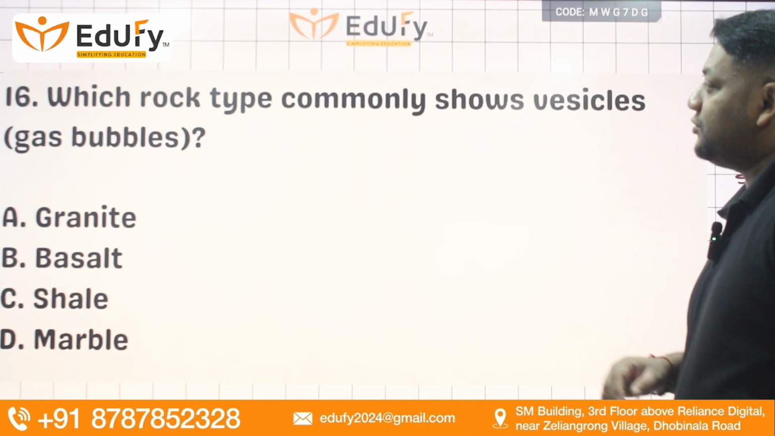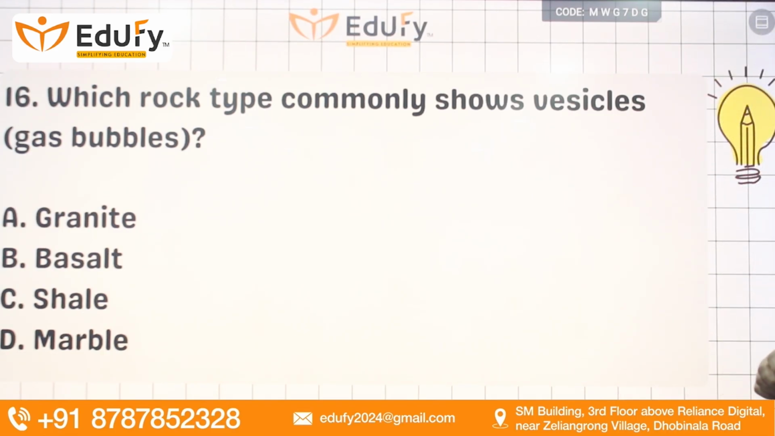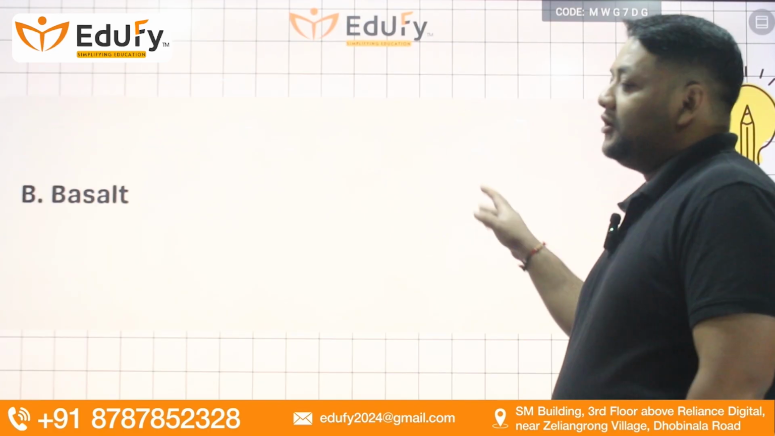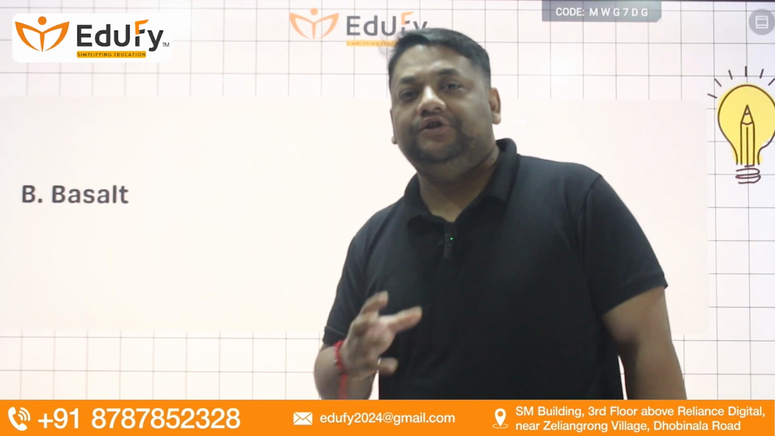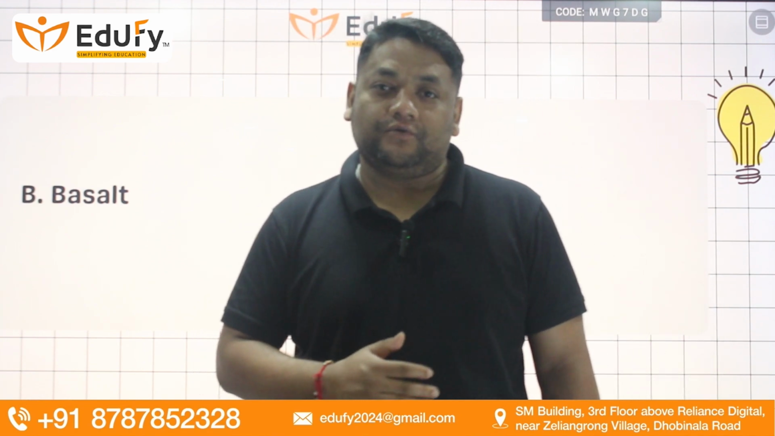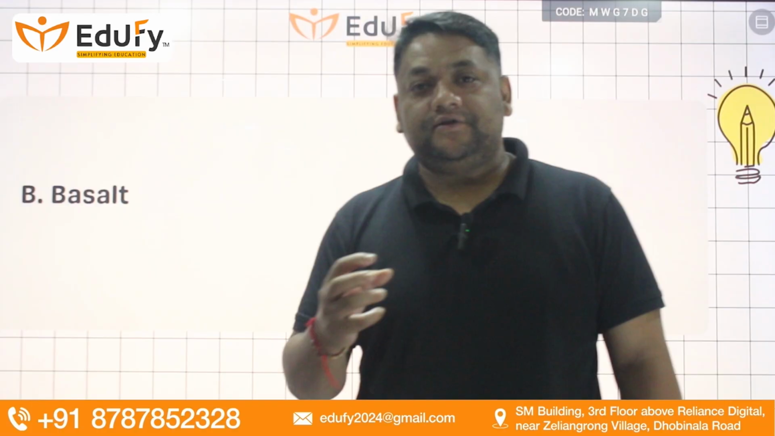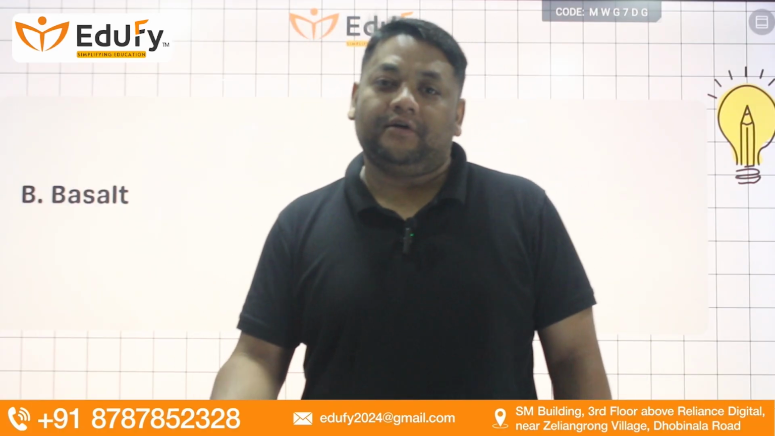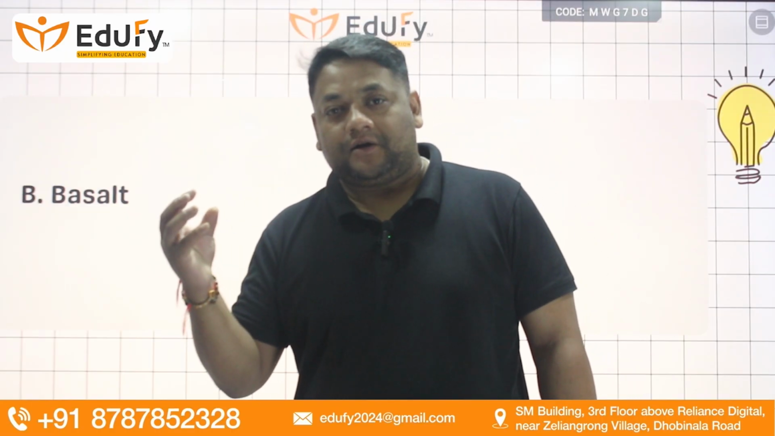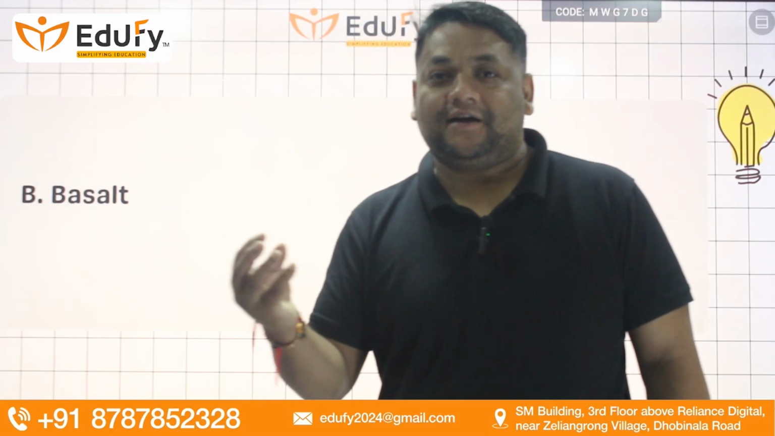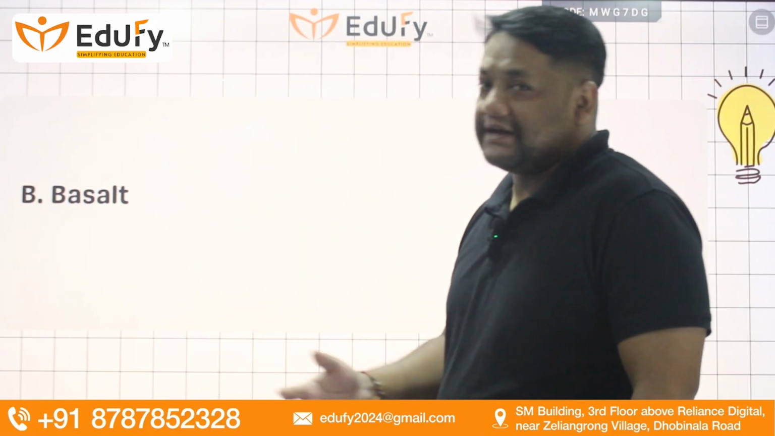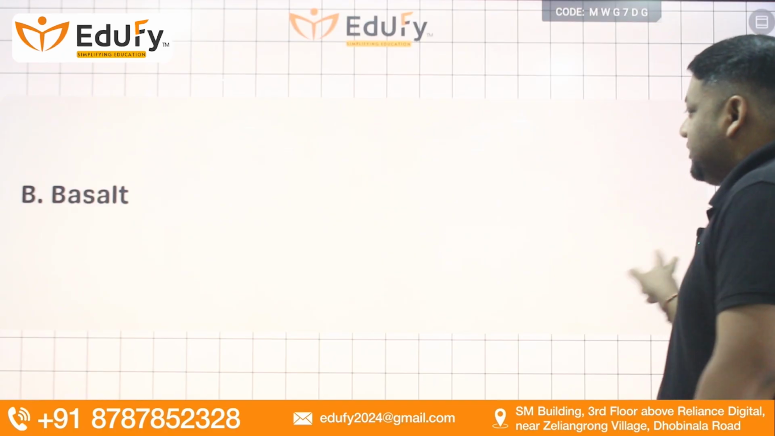All right. Next, which rock type commonly shows vesicles, gas bubbles? Granite, basalt, shale, marble. Basaltic rocks generally show the bubbles. Why? Because they mostly form at the bottom of the ocean, and due to oxidation reactions, some air bubbles rise from the solidification of lavas, and basaltic rocks generally form air sacs or air bubbles in their system. So basalt becomes the right answer. Basalt is the correct one.